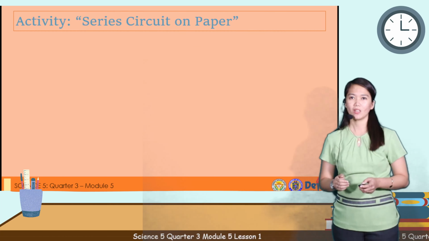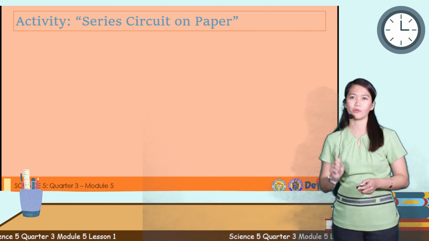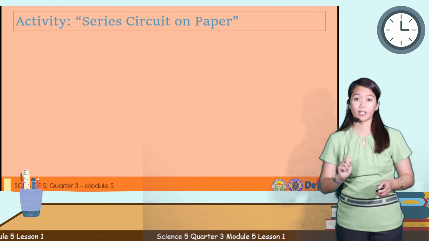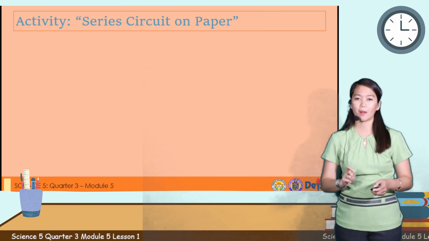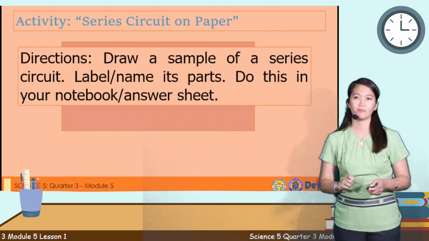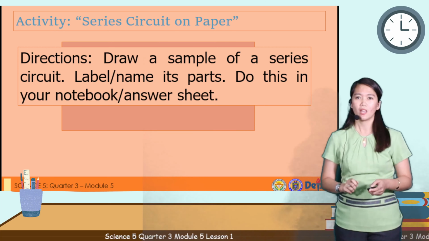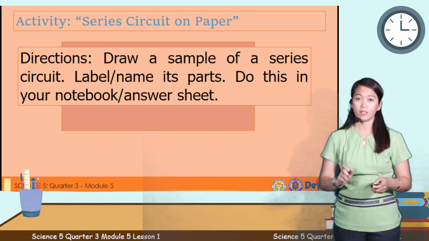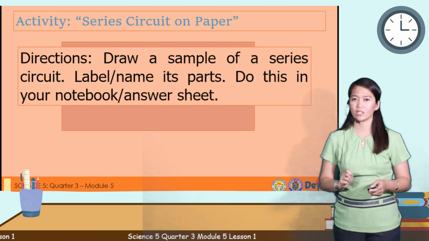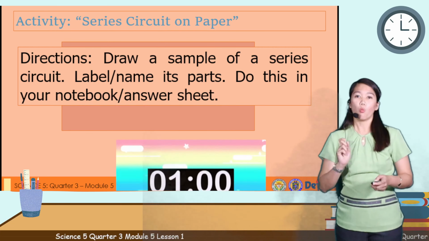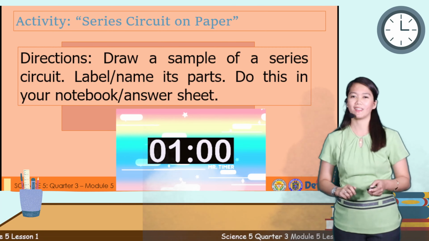Now, let us do the series circuit on paper. Okay, I repeat. Let us do the series circuit on paper. Okay, so you need a pen and a paper. Okay, please get ready. Now, so you are going to draw a sample of a series circuit. You are going to label or name its parts. So, do this in your notebook or answer sheet. Now, you are given 1 minute to do this activity. And your time starts now.